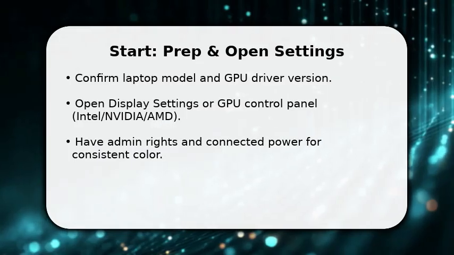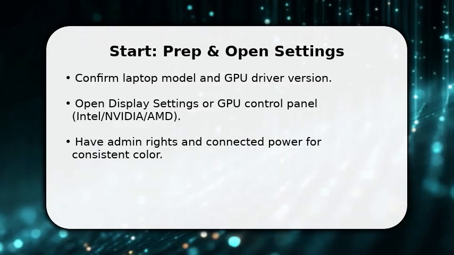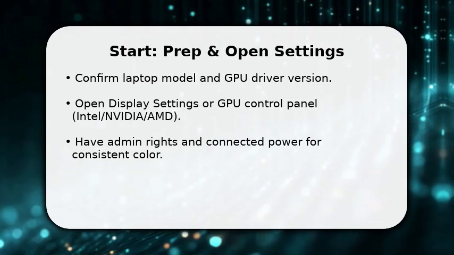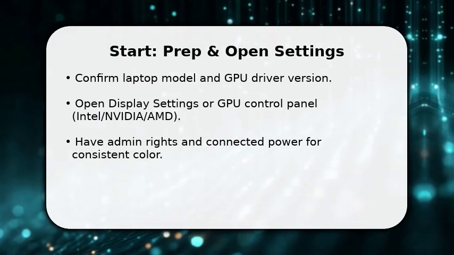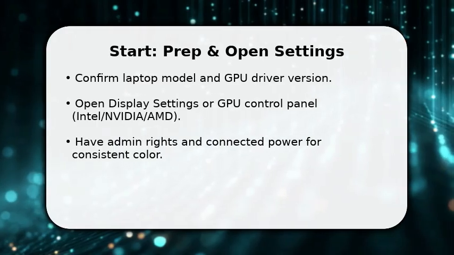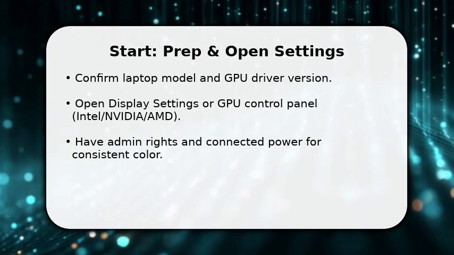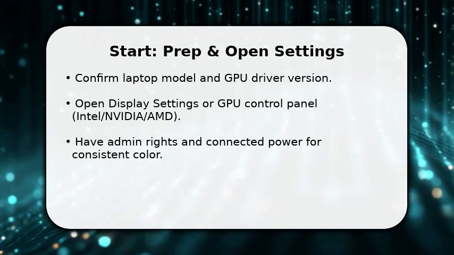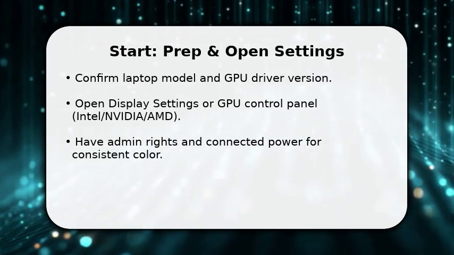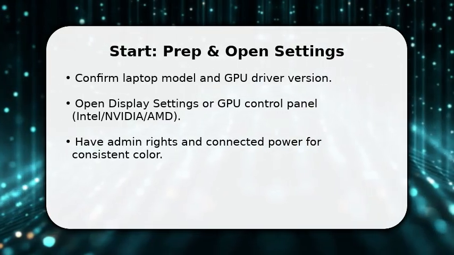You begin by confirming your laptop model and that your graphics drivers are current. This ensures Vibrance controls appear and behave correctly. Once done, open Windows Display Settings or the Vendor Control Panel: Intel Graphics Command Center, NVIDIA Control Panel, or AMD Radeon settings, because each exposes different sliders. Make sure you're plugged in and using the internal display profile you want to edit. Otherwise, adjustments may not apply.